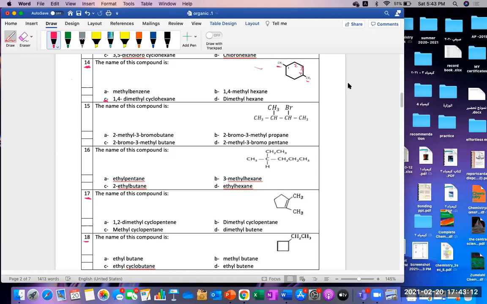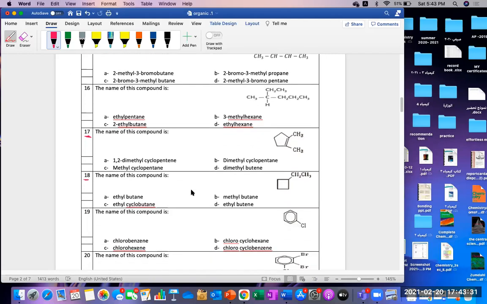Why? Okay. First, we have a cyclo here. So we should only take the one with cyclo. That's it. Okay, so because this one doesn't have cyclo, we can eliminate it, and also we can eliminate this one. So it will be only C.